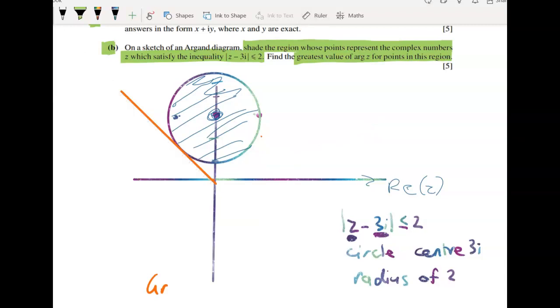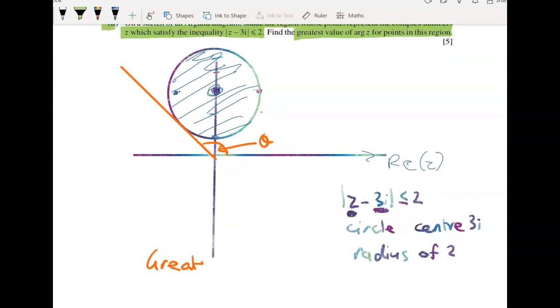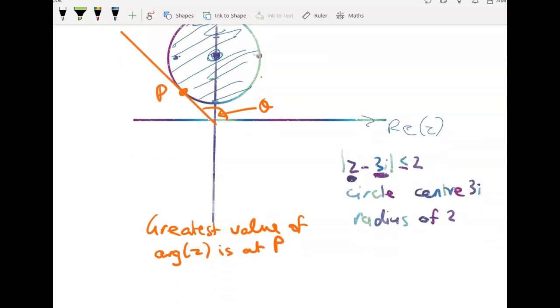and you can see that it gets bigger as I move into the locus. So we can see the biggest value of argz is going to be over here. Let's just get rid of this. Okay, so this is what we're looking for, right? You can see that the greatest value of argz is where we've got the tangent is perpendicular to the circle.